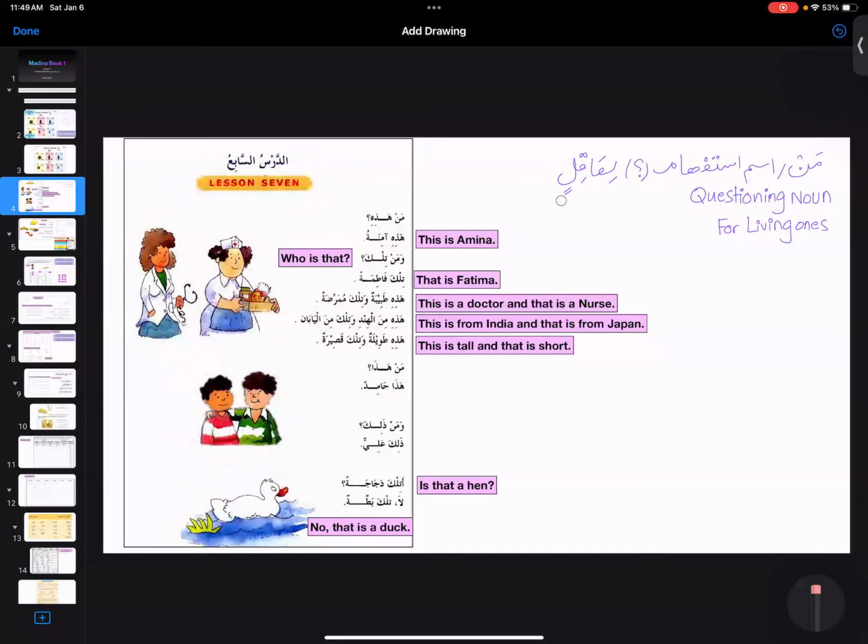And this is for li akil. What does li akil mean? For intellect. Yes. Do we remember ba, ta, kaf, lam? So lam means for. For.